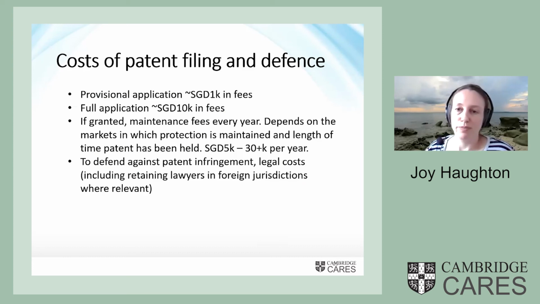So just to finish up, I just want to give you a little bit of an idea of fees. So that first provisional application to hold a place in the queue, that's about 1,000 Sing. So pretty small, and usually the money can be found from somewhere. The full application is much more expensive, and if granted, then there are maintenance fees, usually from year 5, through the full lifetime of the patent.